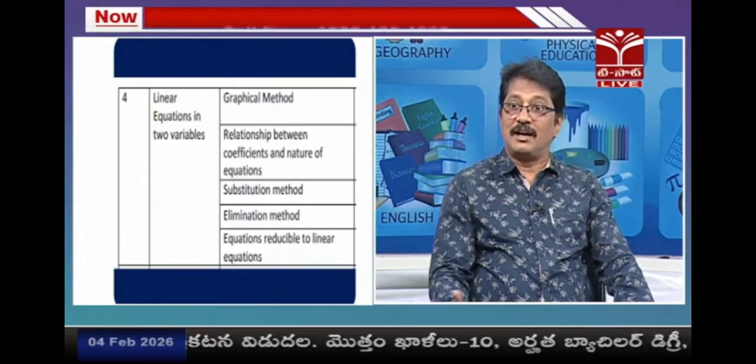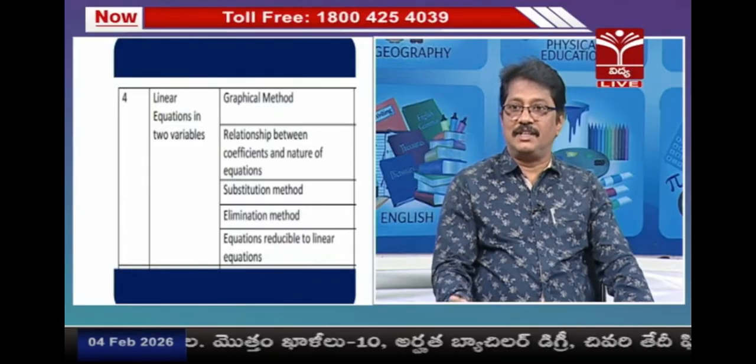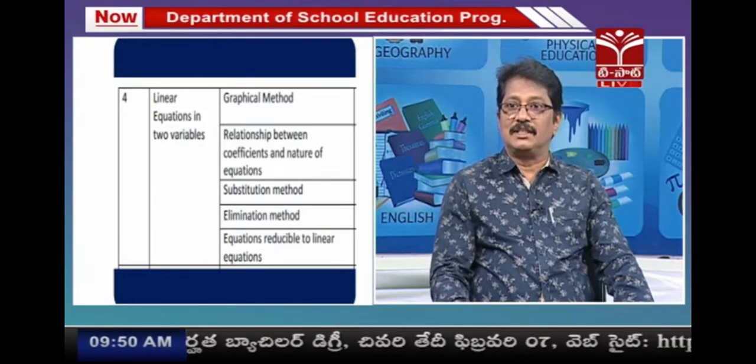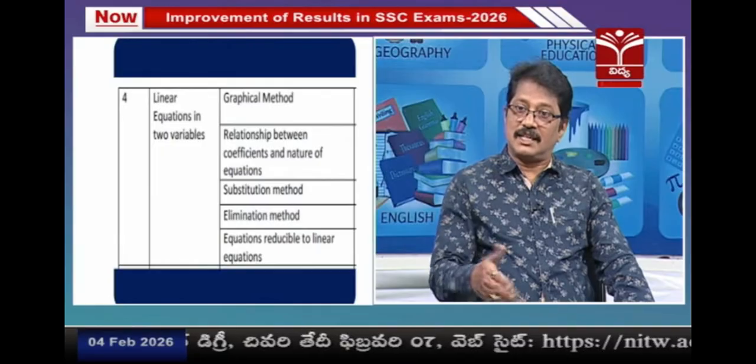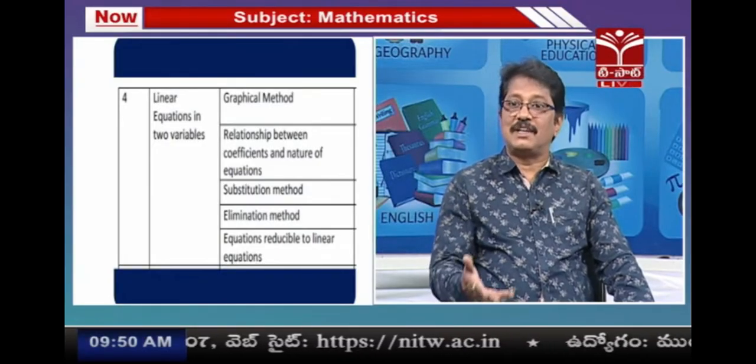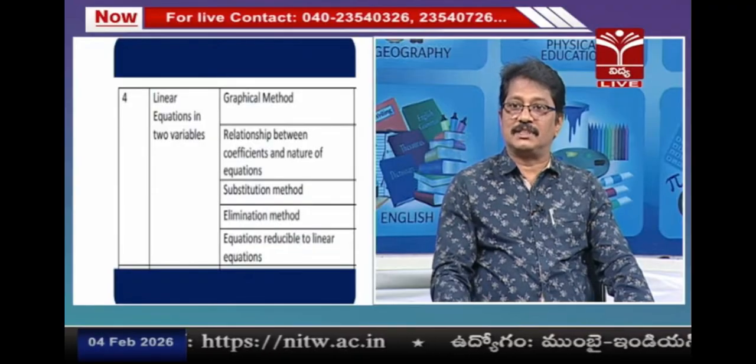Generally one question may be asked in this area: what kind of equations are these? For example, 2x plus 3y plus 5 equal to 0 and 2x plus ky plus 8 equal to 0 are inconsistent equations. What is the value of k? They may ask it like that, as a possibility.